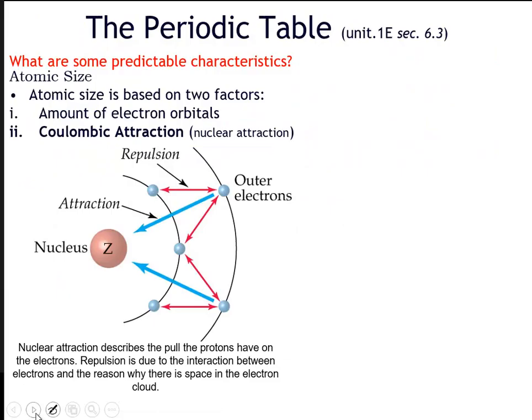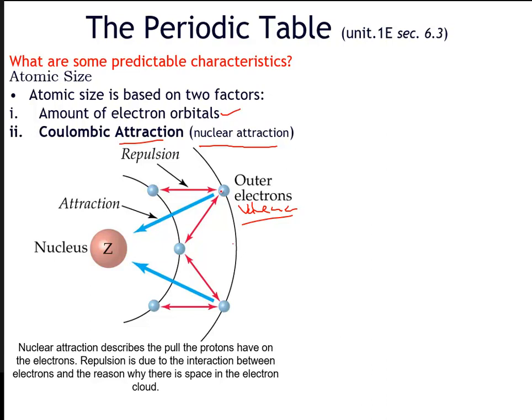So let's continue on with this idea of atomic radius. Atomic radius is based on two factors. One is the orbital, and the other is, again, Coulombic attraction, which we call nuclear attraction. The orbitals are these levels that the electrons fly around, at a simplistic view. And these little blue dots right here represent the electrons. But we have inner electrons, and then we have the valence electrons, which we call the outer ones. And those are the most important ones.